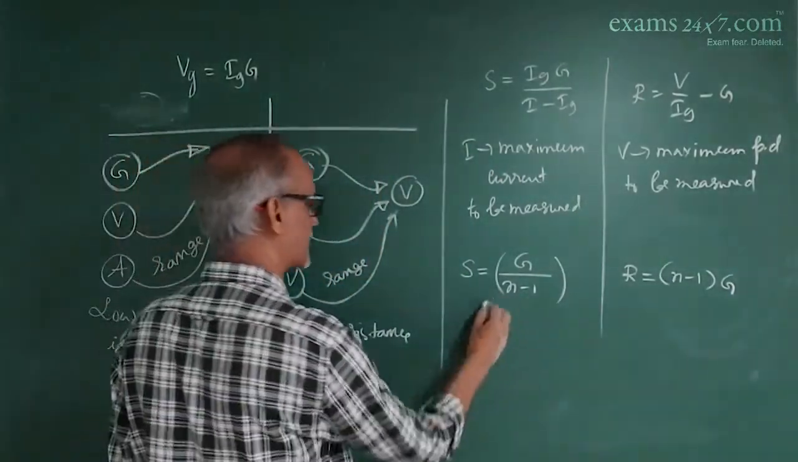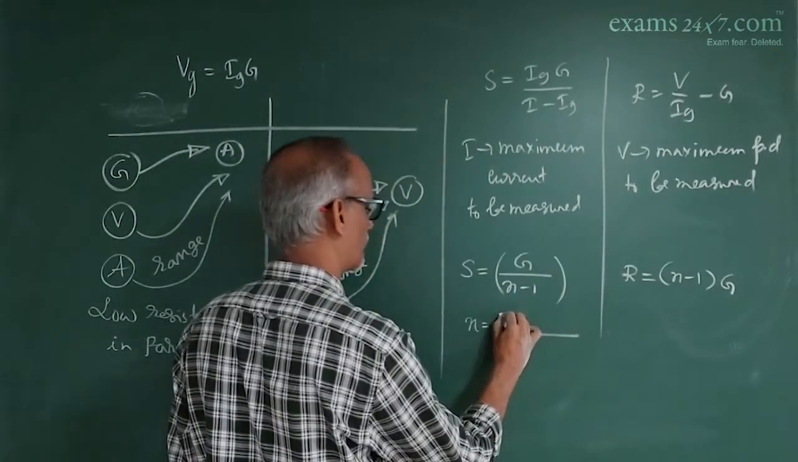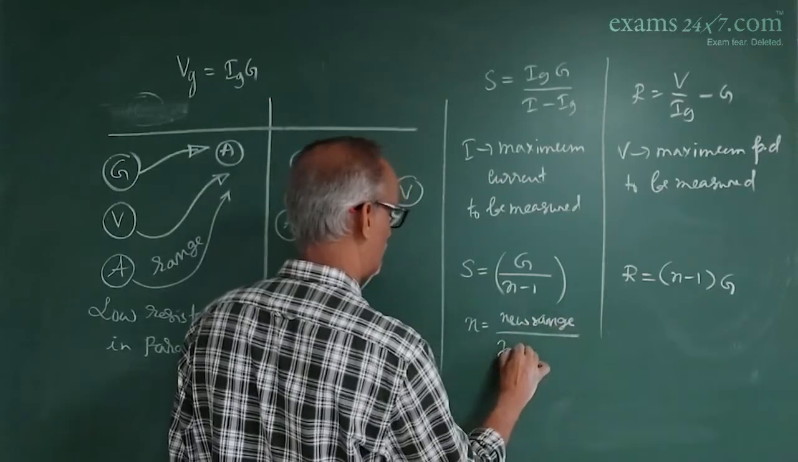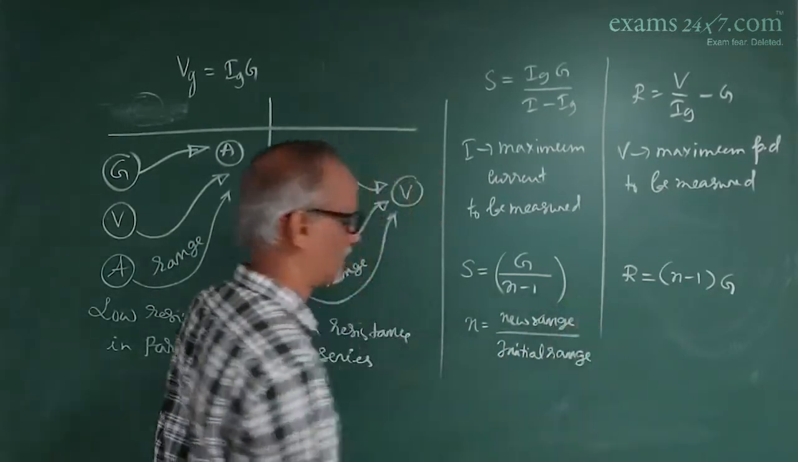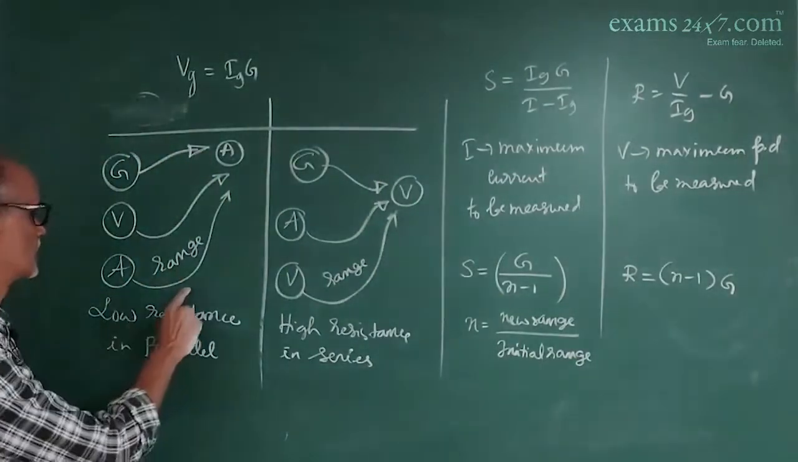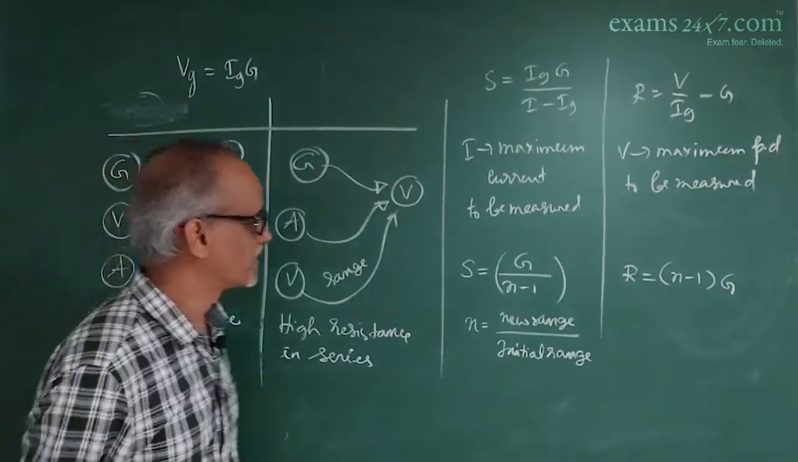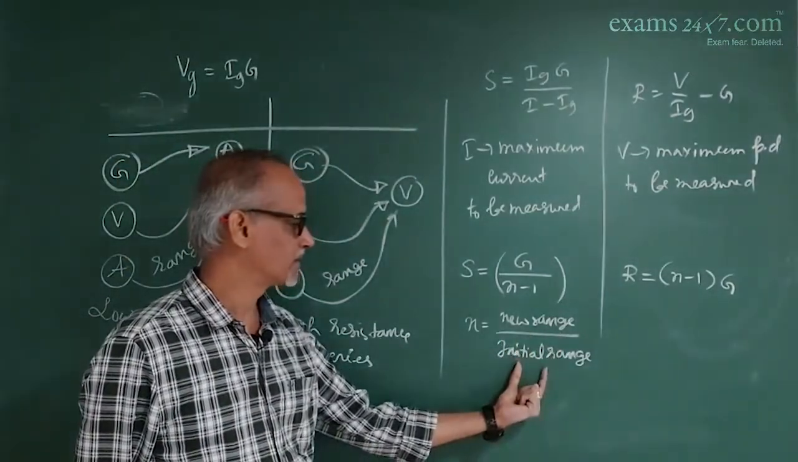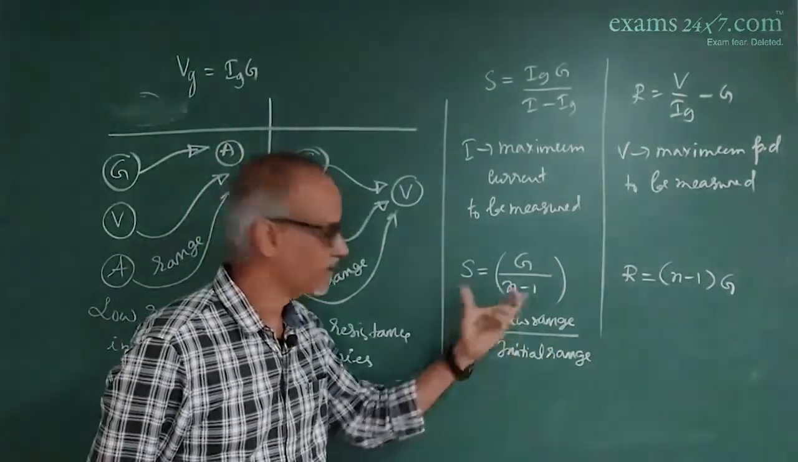Now what does this n stand for? N stands for the ratio of the new range to the initial range. For example, I had given here, just now, 0 to 2 ampere to 0 to 20 ampere. So 20 ampere is my new range, 2 ampere is my initial range. 20 by 2 is 10. So the value of n is 10.